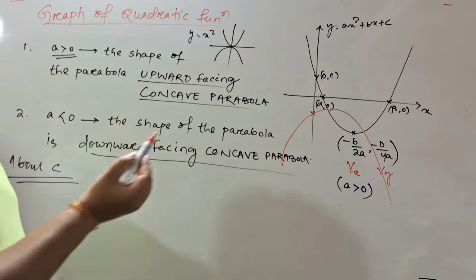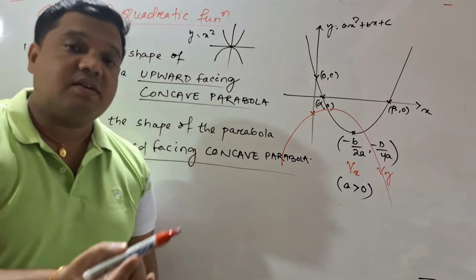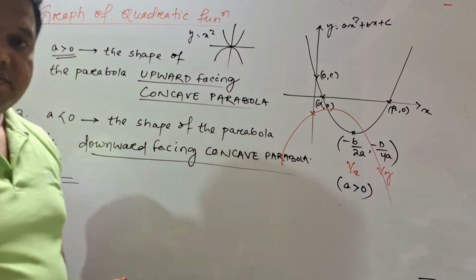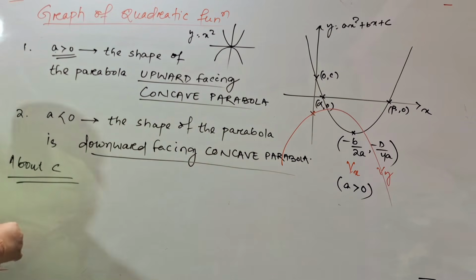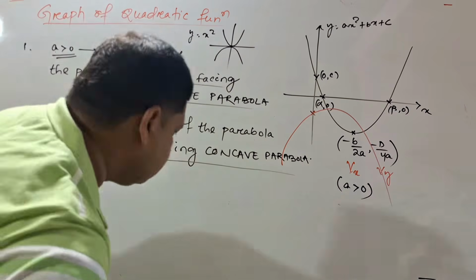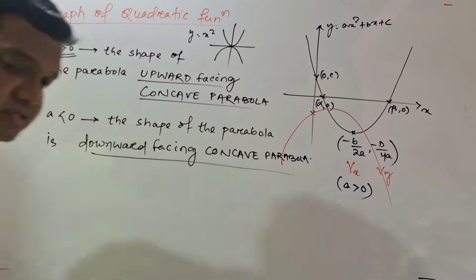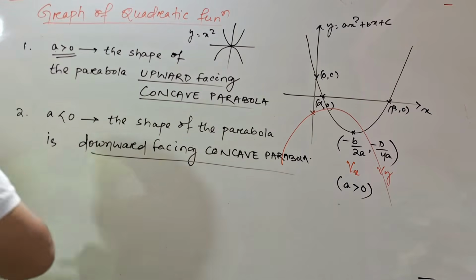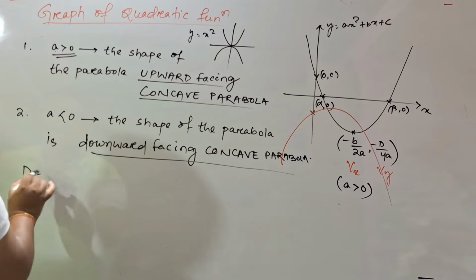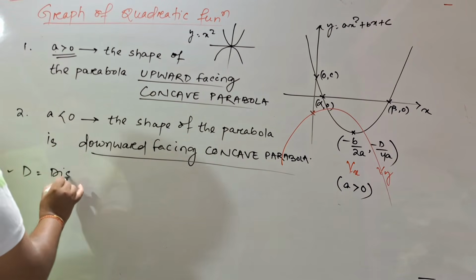So by observing the graph, you can tell me the status of a and c. Done. Another two parameters are left: b and D. So first I will discuss D. D means discriminant. D stands for discriminant.